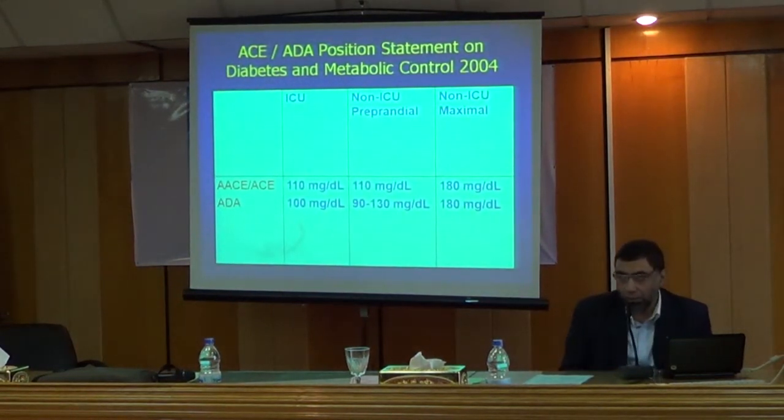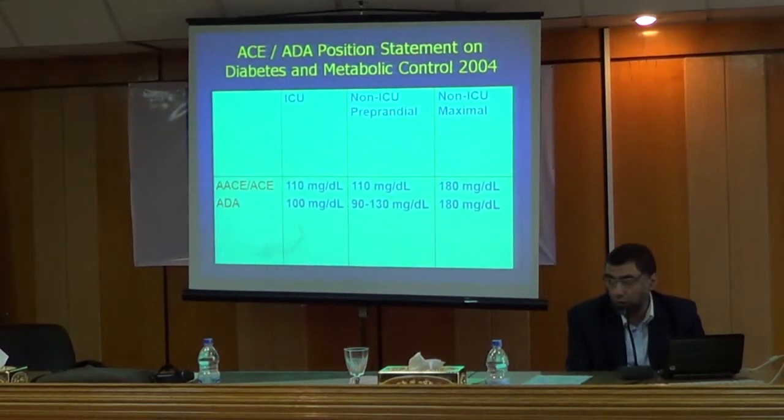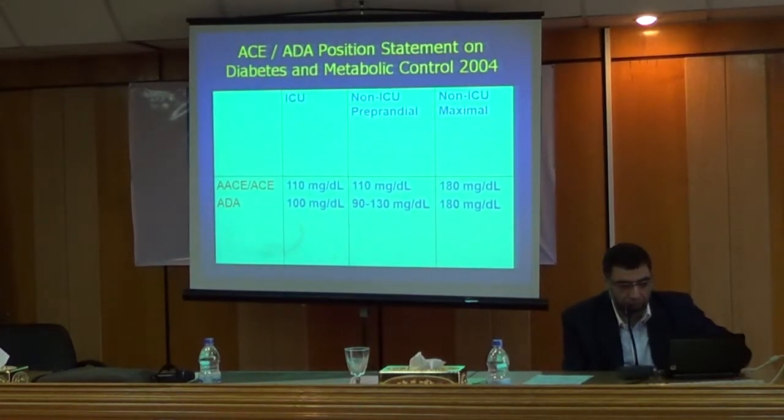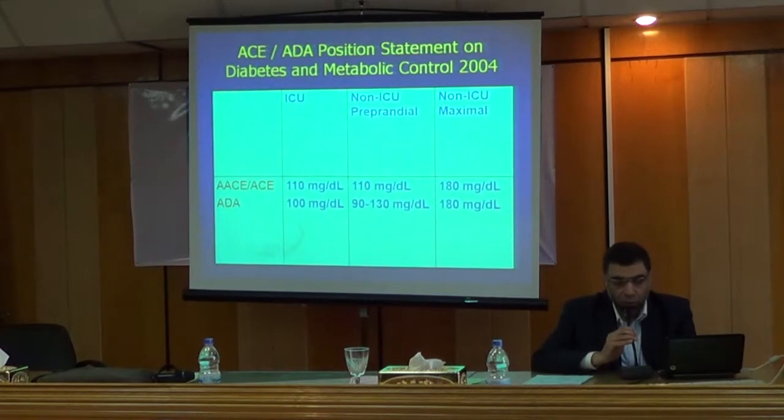These studies pushed the American Diabetes Association and the American College of Endocrinology in 2004. Don't forget we are in 2013. In 2004, they adopted these targets for ICU patients: blood glucose of 110 milligram for the American Association of Clinical Endocrinologists and ACE. For ADA, they recommended 100 milligram. For non-ICU, the pre-prandial target was 110 for the American College of Endocrinology and 90 to 130 for ADA. For non-ICU, the maximum should not exceed 180.